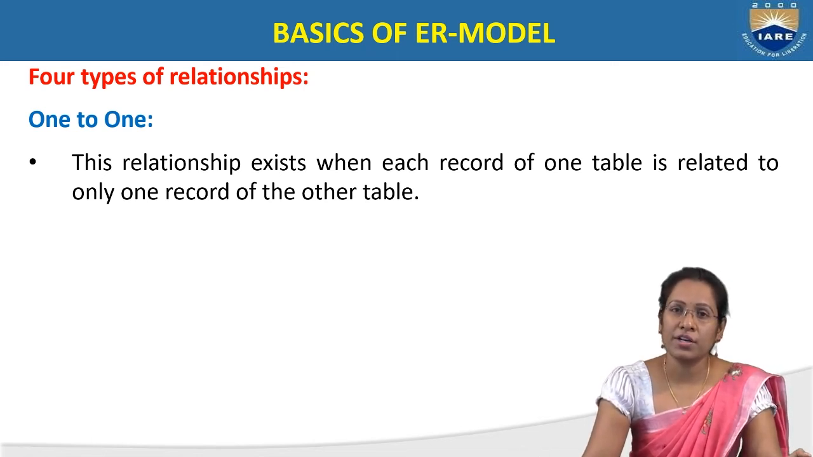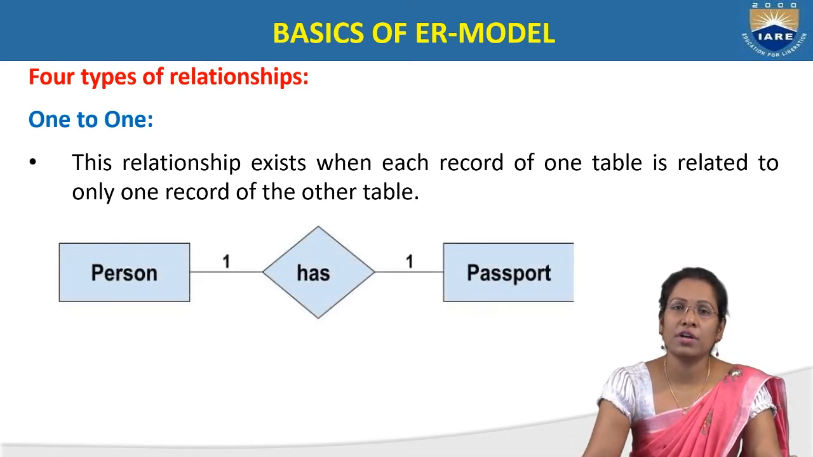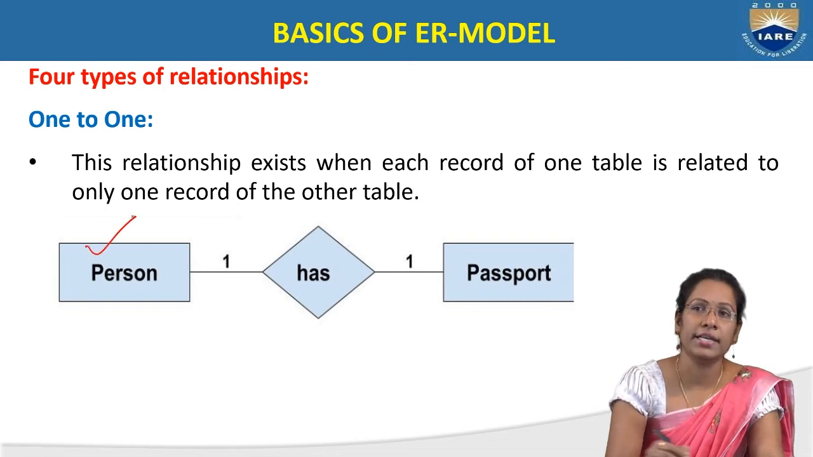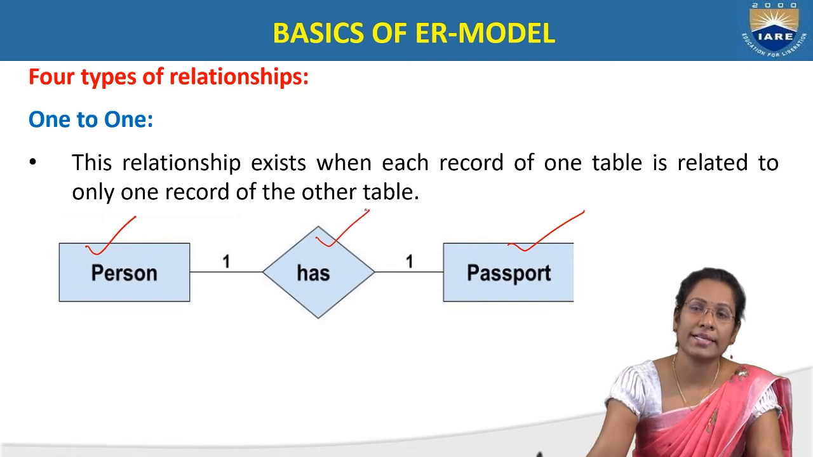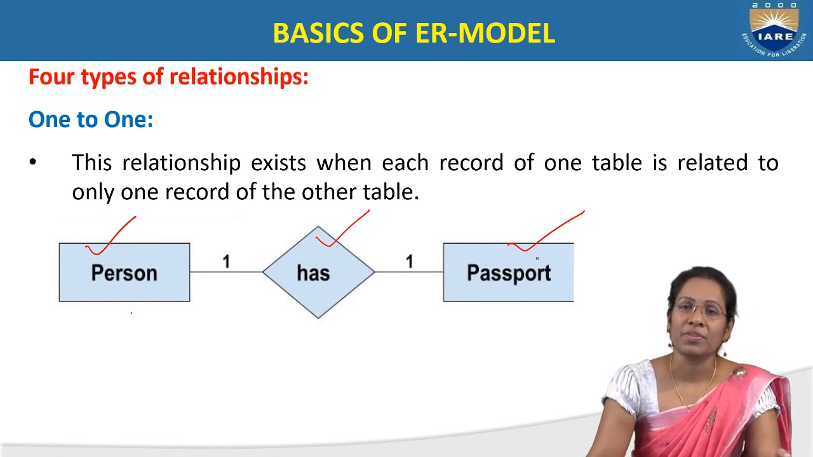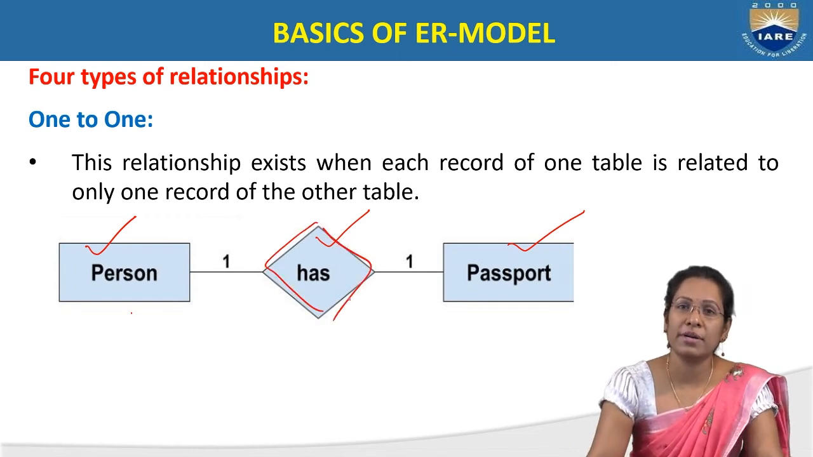So here one record in one table is related to one record in another table, then there forms a one-to-one relationship. So here I can give the example. I have taken the person as an entity and the passport is also an entity, and this "has" is called a relationship. These two entities, person and passport, are going to relate by using the "has" relationship, by using a diamond symbol, and here I am going to use one to one.